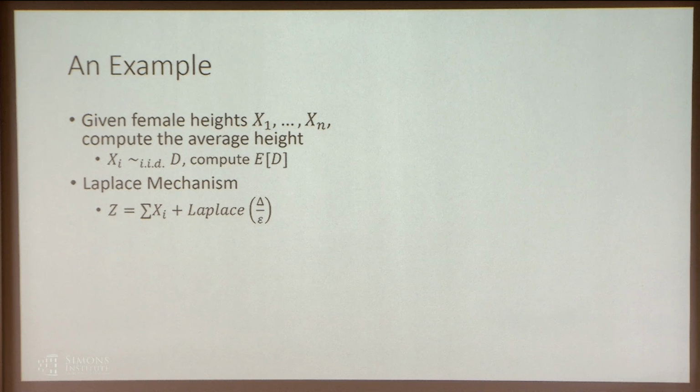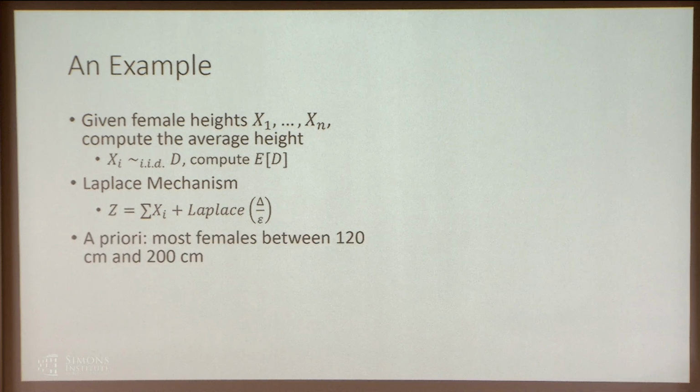Well, one thing you can do instead is use some sort of a priori knowledge you might have about the data, in the sense that suppose I hadn't looked at the data at all, I have a general belief that most females will be between 120 centimeters and 200 centimeters, between, say, 4 feet and 7 feet, roughly. So I can maybe use this information in order to limit the sensitivity of my statistic.